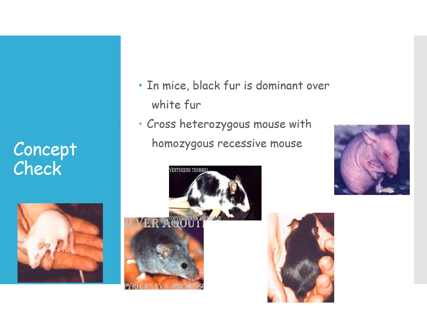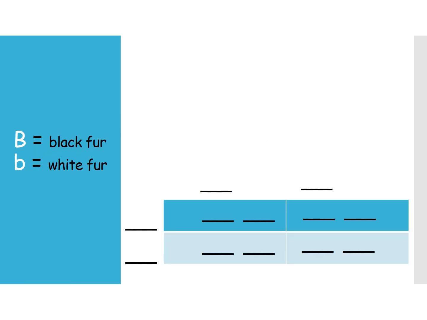Let's look at some other genetic crosses. In mice, black fur is dominant over white fur. Cross a heterozygous mouse with a homozygous recessive mouse. The first thing you need to do is determine what letter you're going to use to represent your trait. Since dominant fur is black, I chose capital B for black, and then the recessive trait for white fur would be given a little b.